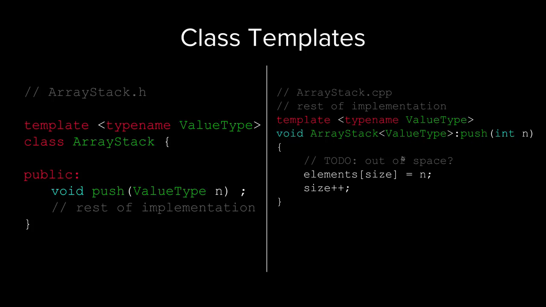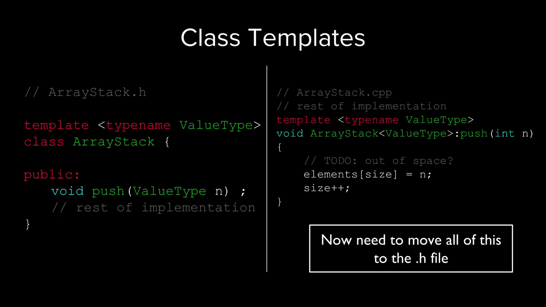So it's kind of annoying that for each function you have to prefix it with template typename value_type, and then change ArrayStack to ArrayStack<value_type>. Okay? I guess there's a typo because this should also be value_type, but ignore that. And then the last thing you have to do, which is kind of annoying and doesn't make sense, is to move all the CPP file to the end of the .h file and delete the CPP file.